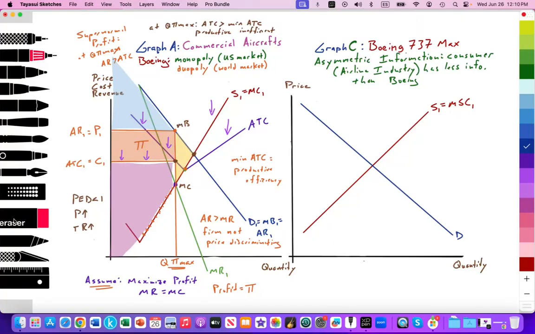Demand, now let me make a little bit more space here so I can write. Here we're going to have demand equal to marginal private benefit. And that marginal private benefit is, in brackets, going to be with asymmetric information. Asymmetric info. Okay. So the consumer, again, is the airline industry.